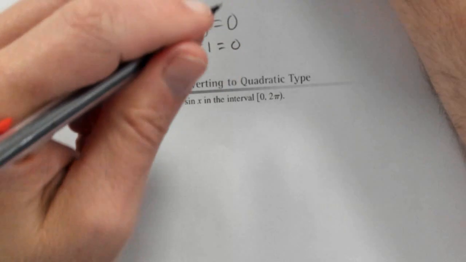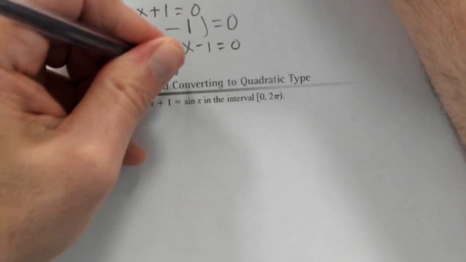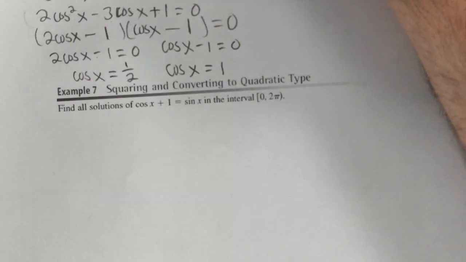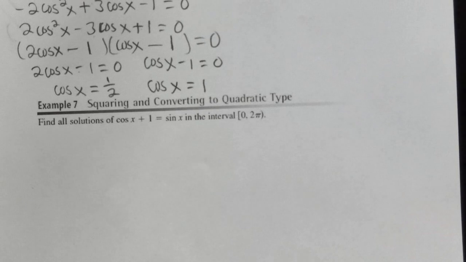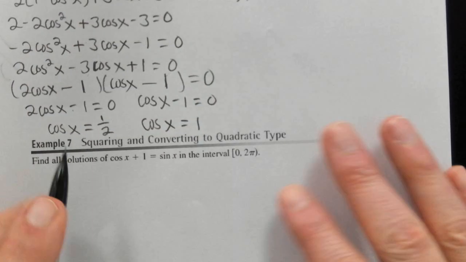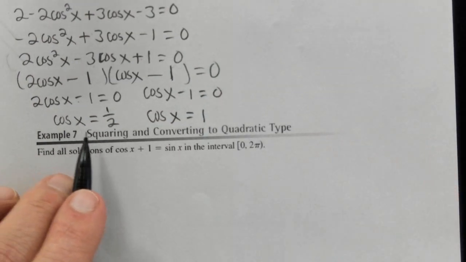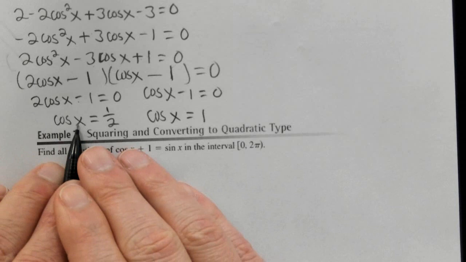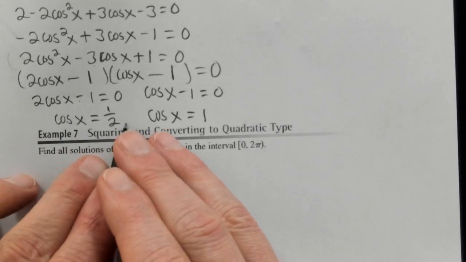And on this side, we'll move the 1 over, and we have the cosine of x equals 1. Okay? So each one of these should yield me solutions. And so let's see if we can figure out what those solutions are. So remember on this first one, I'm looking for an angle whose cosine is 1/2.